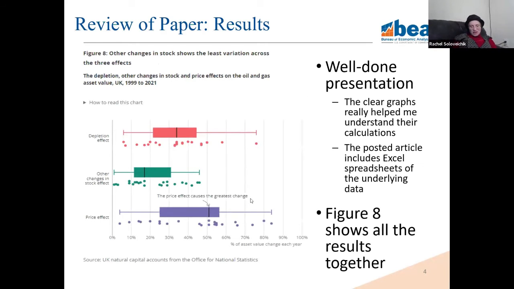And here, I really like this graph. In general, the graphs were great. But this one put everything together to help me understand that prices are very volatile. Depletion is also volatile, but the other changes in stock is not so volatile. And just to understand where things are happening with the mineral industry. And a lot of people care about balance sheets, so knowing why things change is important.